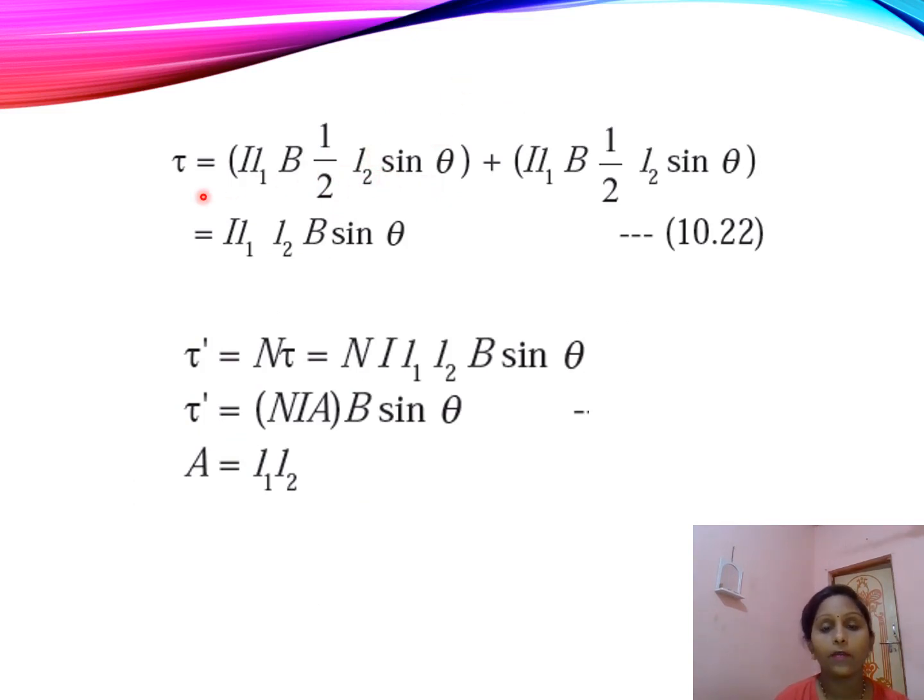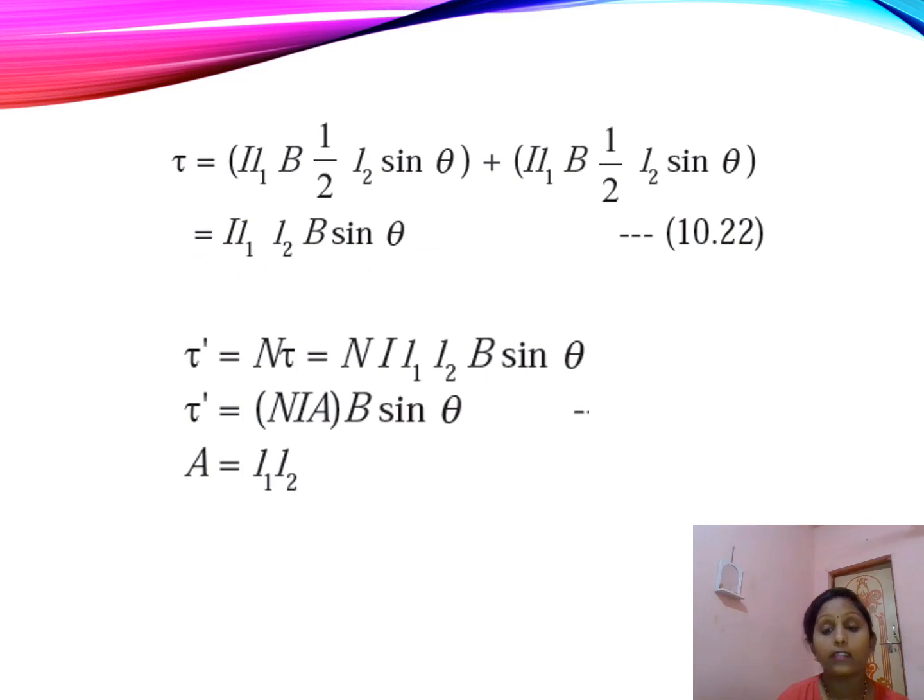So the torque is equal to I L1 B half L2 sin theta plus I L1 B half L2 sin theta. When the halves are added, it becomes 1. So the equation becomes I L1 L2 B sin theta.